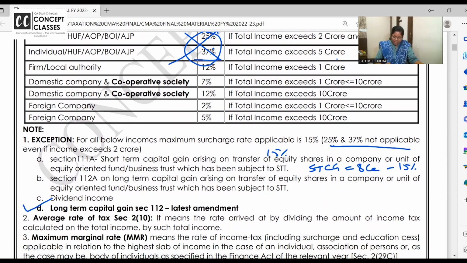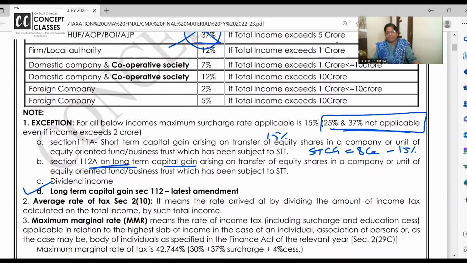On long-term capital gain on shares. What is the long-term capital gain on shares? 112A. Listed shares, which you hold for 1 year and then transfer, or units of mutual fund, business trust and all. On this also, 25% and 37% is not applicable. Then dividend income. You all know the DDT concept you have studied in Inter, section 115O. That's gone.